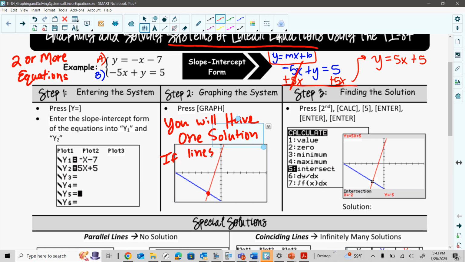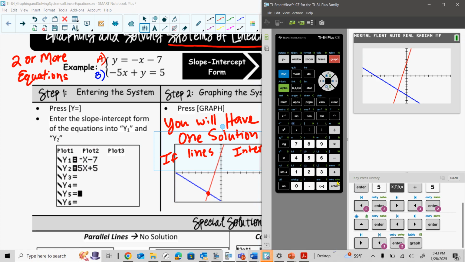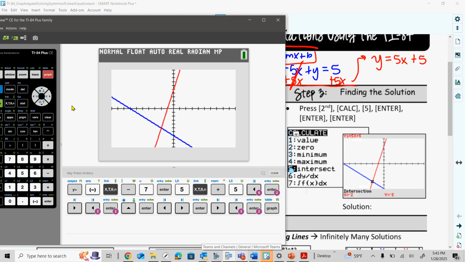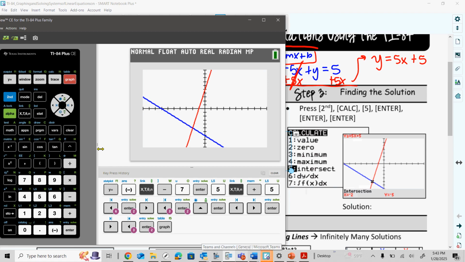If lines intersect, sorry, I kind of got on the graph here. So the calculator will find that intersection for you. This is step 3. So let me get my calculator back up here, and I'm going to come over to this side so we can see it together. I'm going to go over this way a little bit.